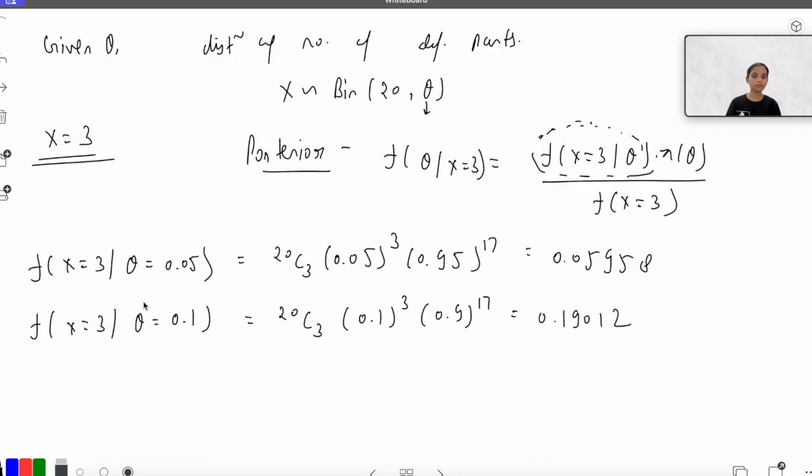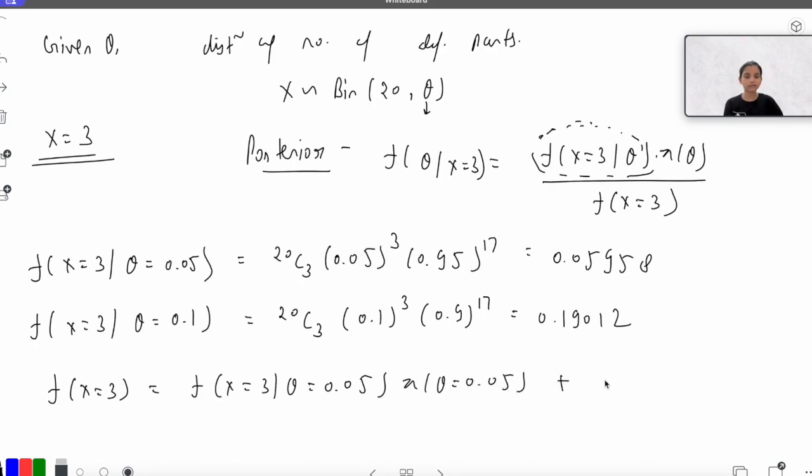Now let's talk about the marginal. What will be f of x equal to 3? The marginal would be f of x equal to 3 given theta is equal to 0.05 for pi theta is equal to 0.05, plus, that's how we calculate the marginal, x equal to 3 given theta is equal to 0.1 for pi theta is equal to 0.1.